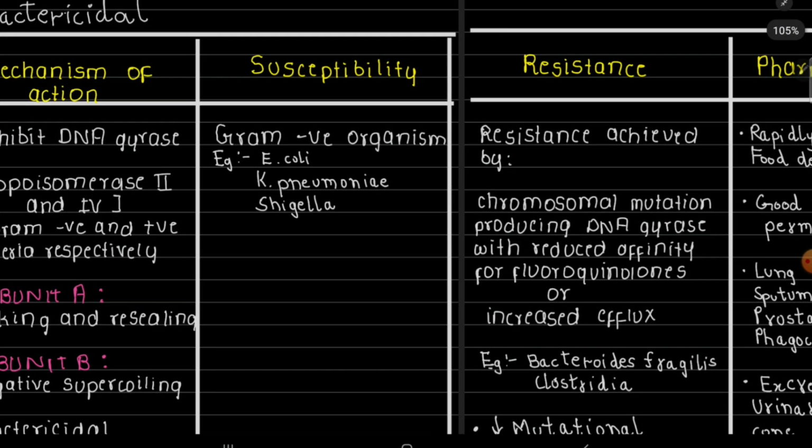Now coming on to the susceptibility, these drugs act on all aerobic gram-negative organisms mainly, like E. coli, Klebsiella pneumoniae and Shigella.